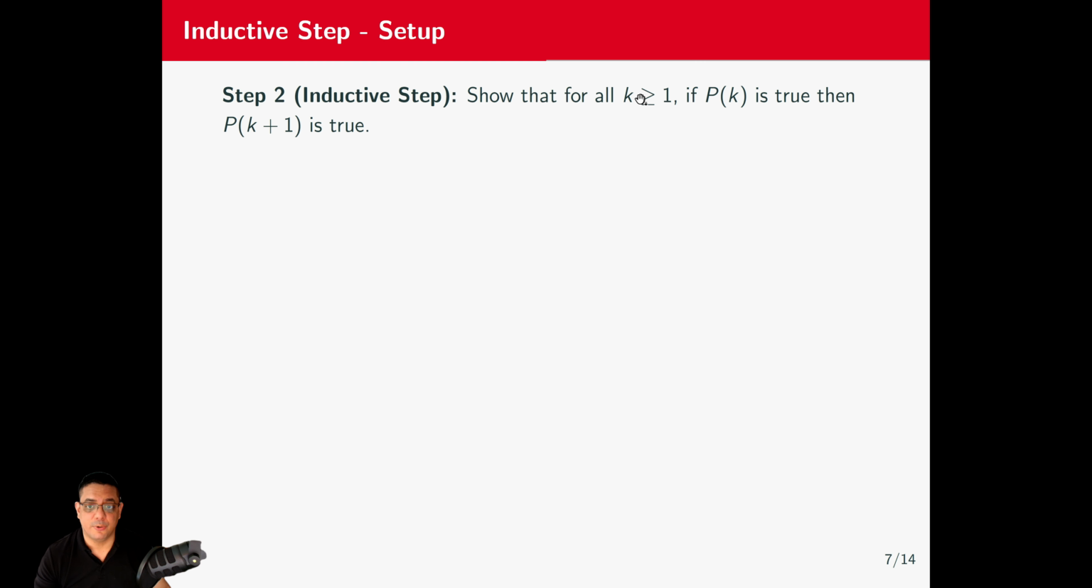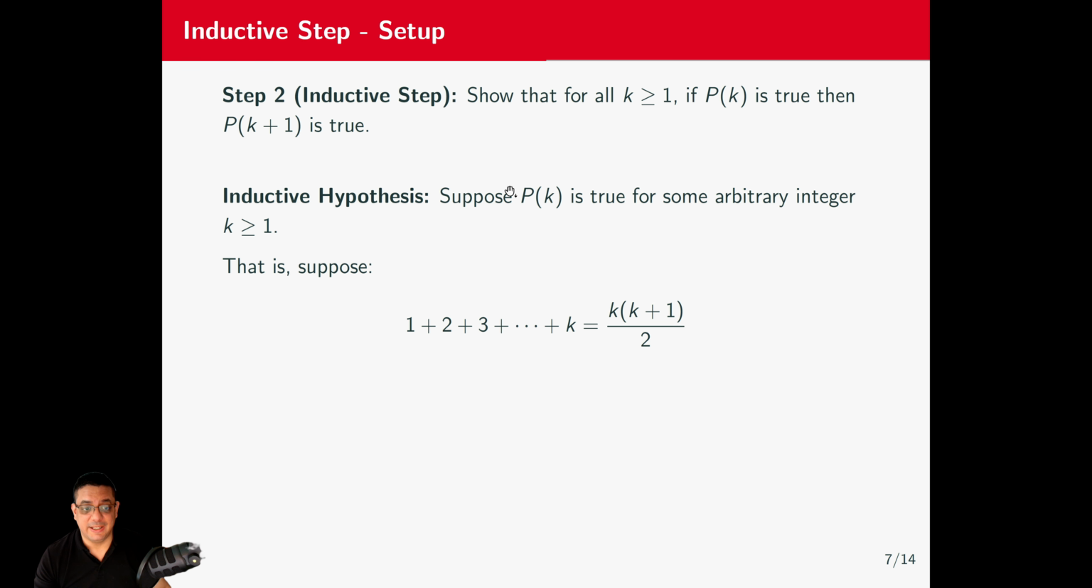So we're going to prove that for all k bigger than 1, if P of k is true, then P of k plus 1 is true. So first, we need to state the inductive hypothesis, which is, let's suppose that P of k is true for some arbitrary k bigger than 1. What does that mean? That means that the sum from 1 up to k is going to be k times k plus 1 over 2. Notice that we're assuming that this is true, so we're going to use it. That's going to be the next step. We're going to use it because we are assuming that this is true. So this is a hypothesis that we're using.